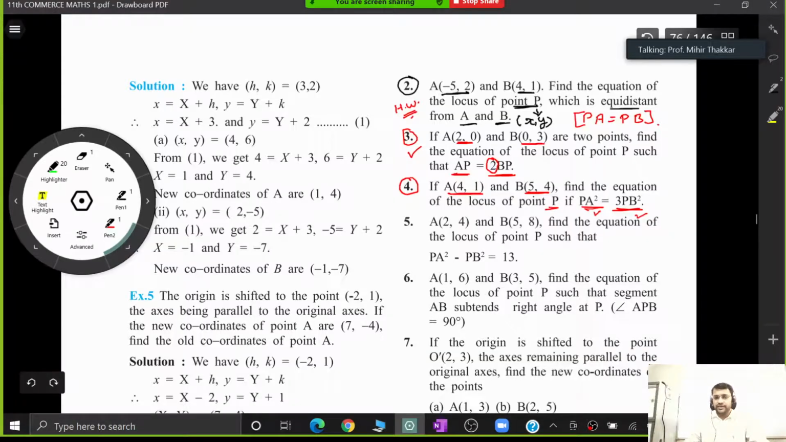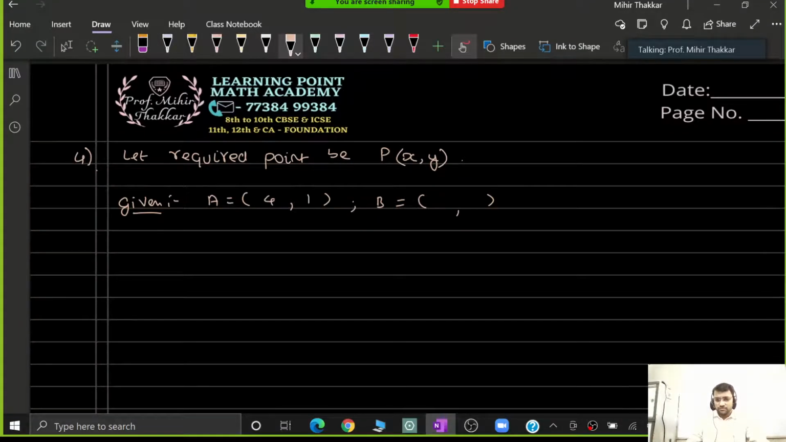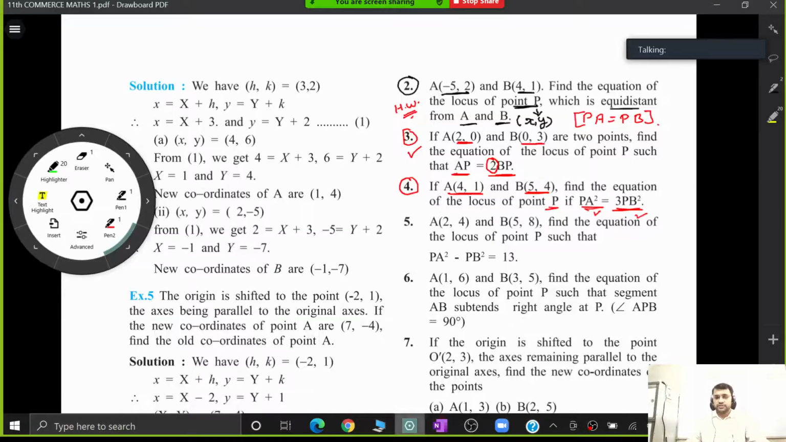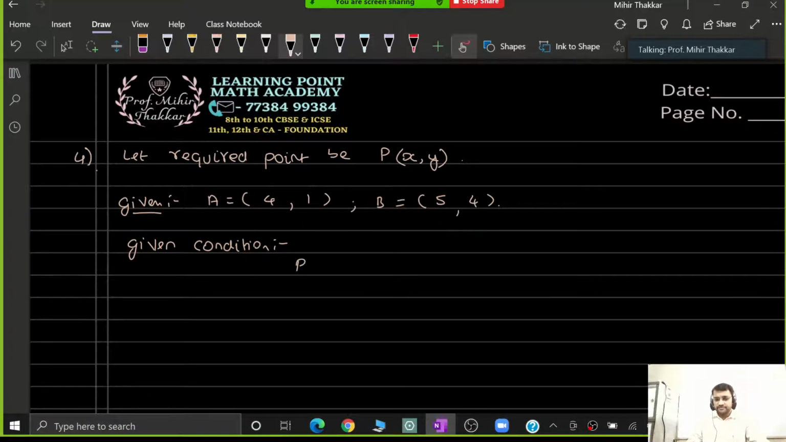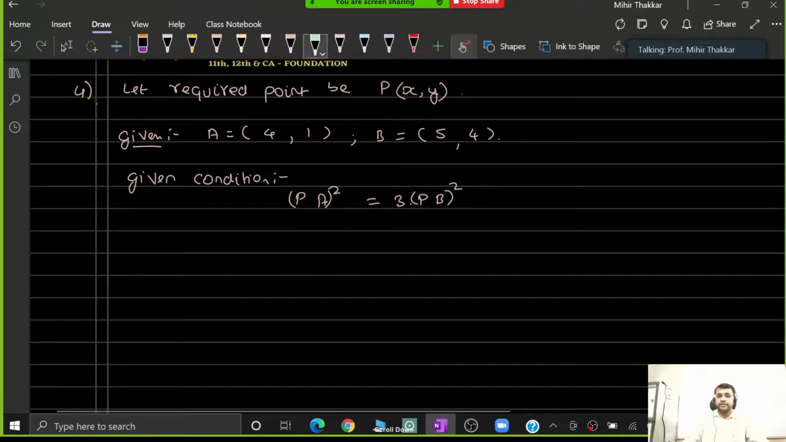So the point A is (4, 1), B is (5, 4). Given condition, PA square is thrice of PB square. This is nothing but basically again the distance formula, so I will write over here.